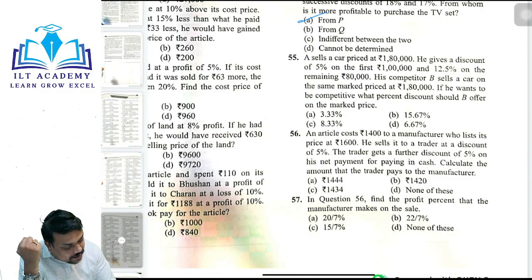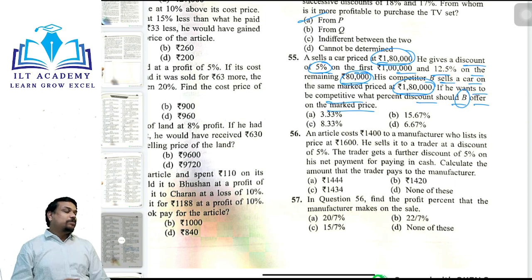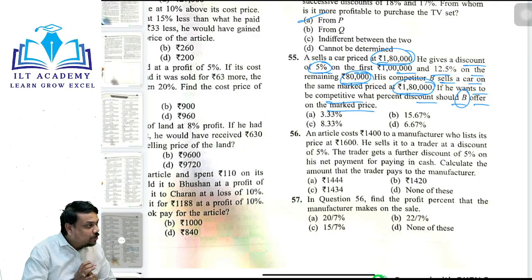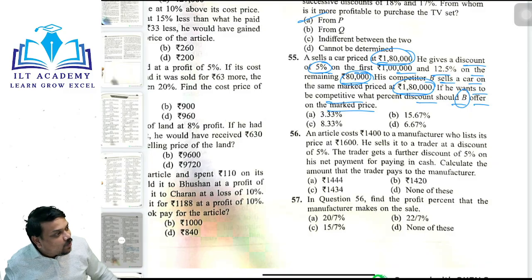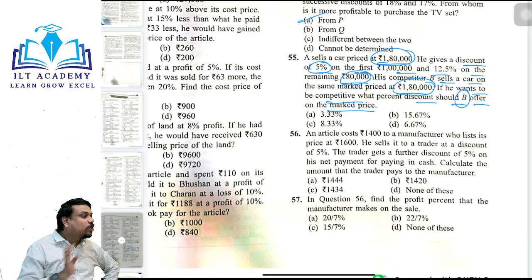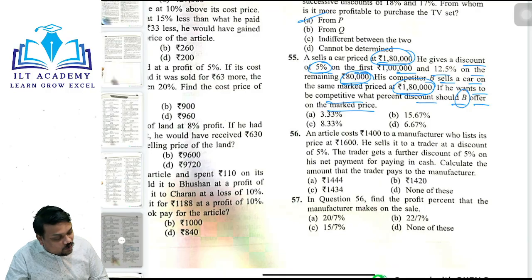A sells a car priced at 180,000. He gives a discount of 5% on the first 1 lakh and 12.5% on the second 80,000. His competitor B sells a car at the same marked price of 180,000. If he wants to be competitive, what percentage of discount should B offer on the market price? Understood? It is the same car. A is giving 5% on the first 1 lakh, and 12.5% on the second 80,000, whereas the other fellow is selling at 180,000. Will he sustain in the market? No, right? So he also needs to offer some discount. Now how much discount to offer is the question.